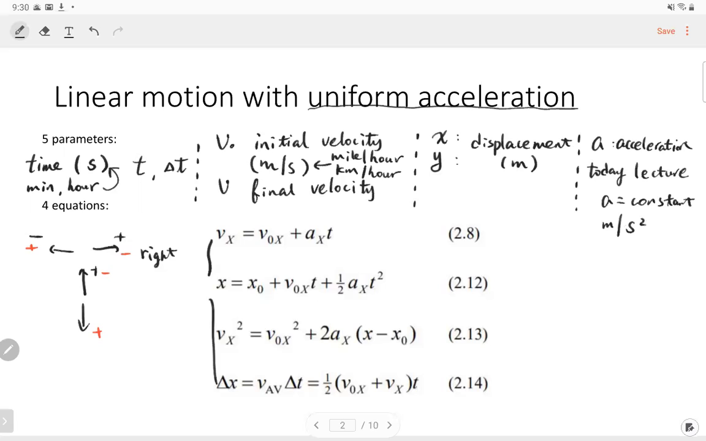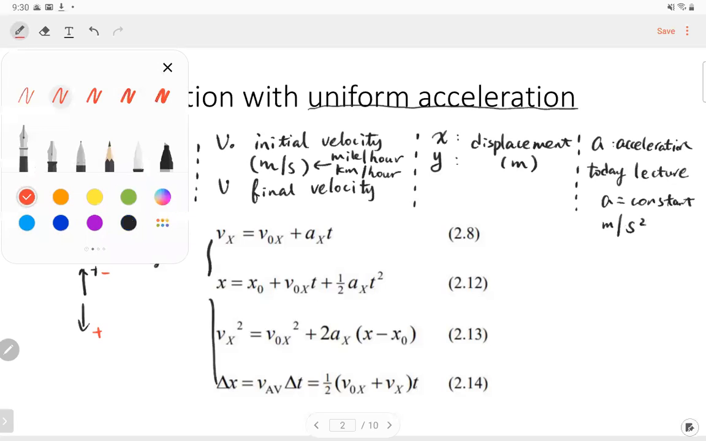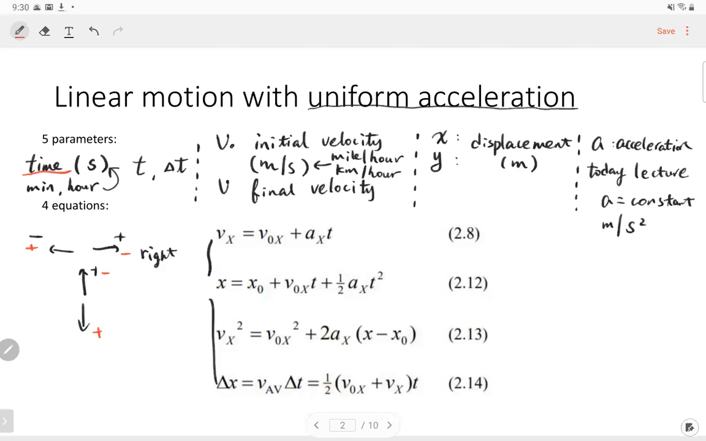Okay, so that means we have 5 parameters to describe the linear motion: time, initial velocity, final velocity, displacement, and acceleration. Ideally, if you know any 3 parameters, you can solve the remaining 2.